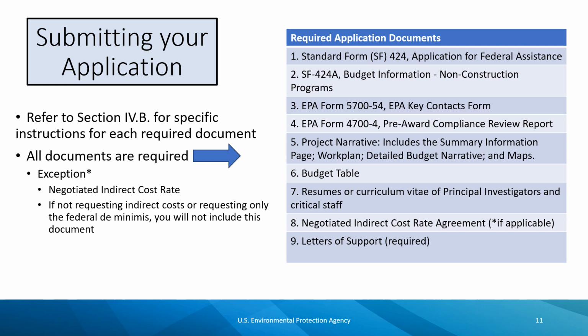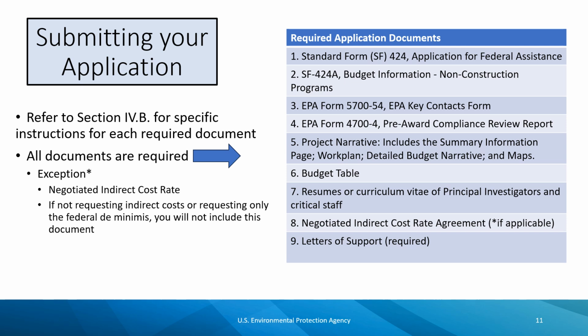EPA Form 4700-4 is the pre-award compliance review. The project narrative, which includes the summary information page, the work plan, detailed budget narrative and maps, and the budget table, resumes or CVs of principal investigators and critical staff, and the negotiated indirect cost rate agreement, if applicable. Letters of support from partners who will support or will be involved in your project are also required.